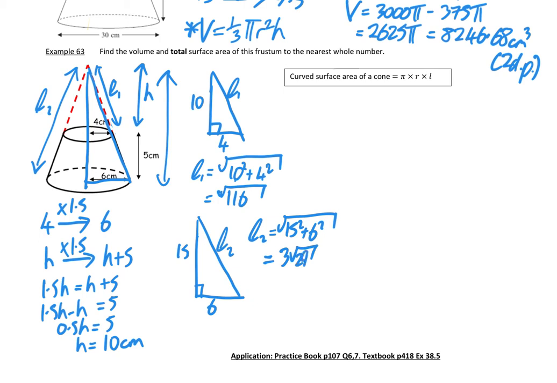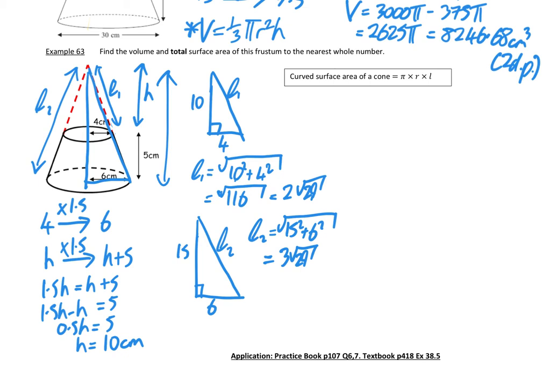Okay, now if we have a wee look and see, remember when I did this earlier on, square root of 116, which I said wasn't going to be much use to me. It would have been if I'd been a wee bit smarter. That was my slant height of my first one.